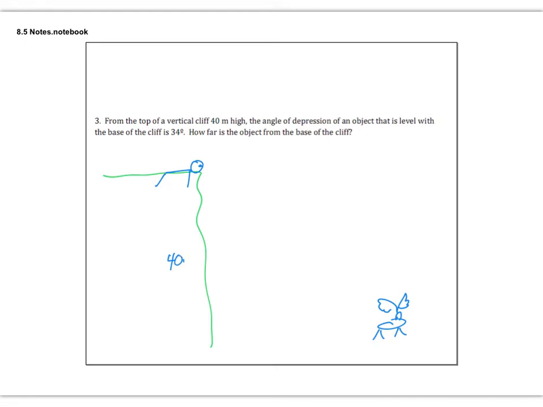So the height is 40 meters. The angle of depression with the object is 34 degrees. From our line of sight, the horizontal, down to the object, this angle is your angle of depression. Again, a lot of people think it goes here. It does not. That would be wrong. A lot of people put it there and get it wrong on the test. The angle of depression goes from the line of sight down to the object. We want to know how far the object is from the base of the cliff, so we want to know this distance right here.